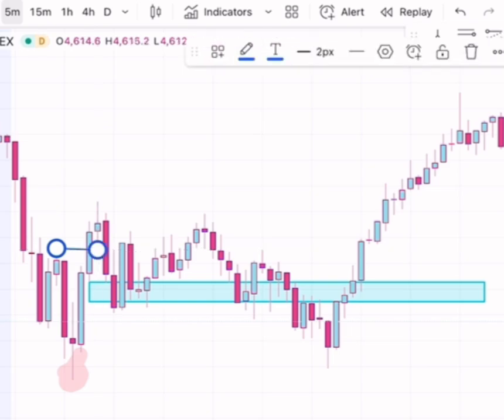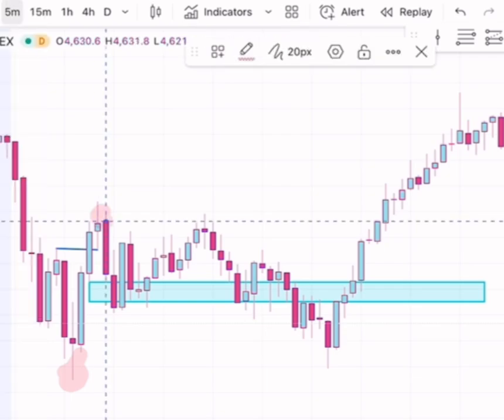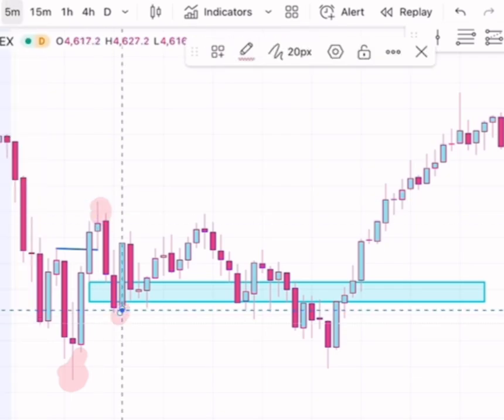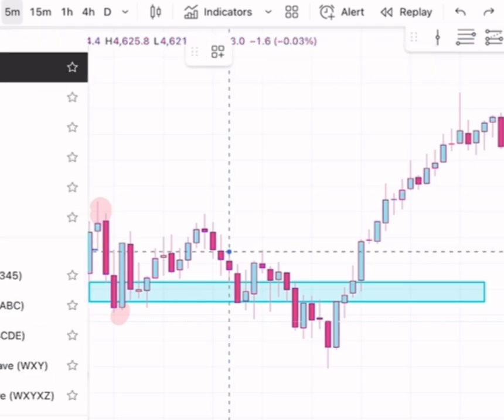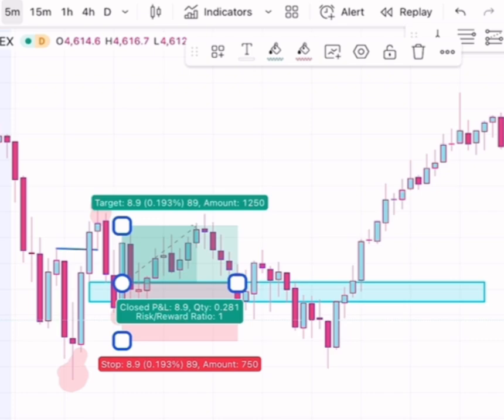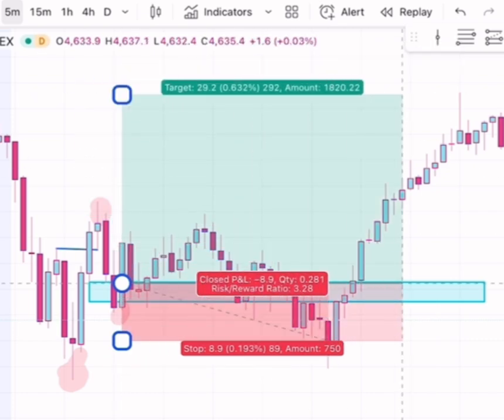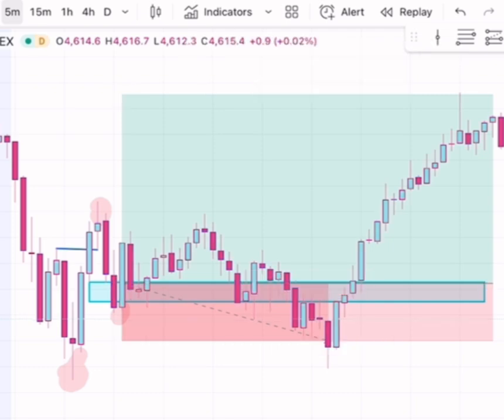Don't mind, I don't know what is wrong with my iPad. But we had a change of character there, and then we created a higher high. So we have a higher high here and a higher low that respects the fair value gap. So let's just say you wanted to enter into a long position. Let's say you were targeting these highs and you put your stop loss.